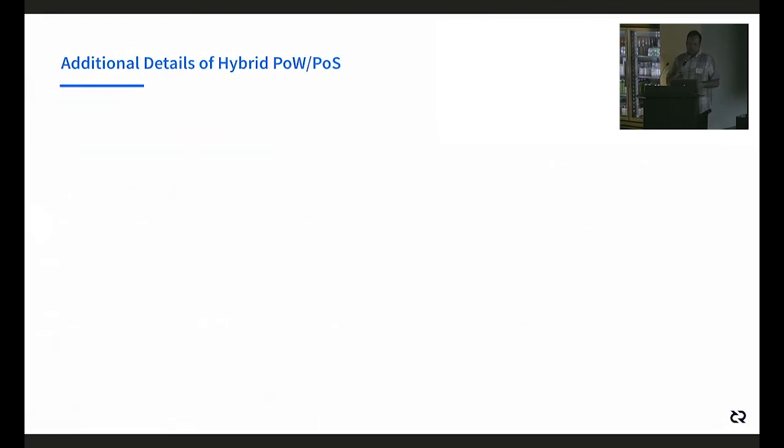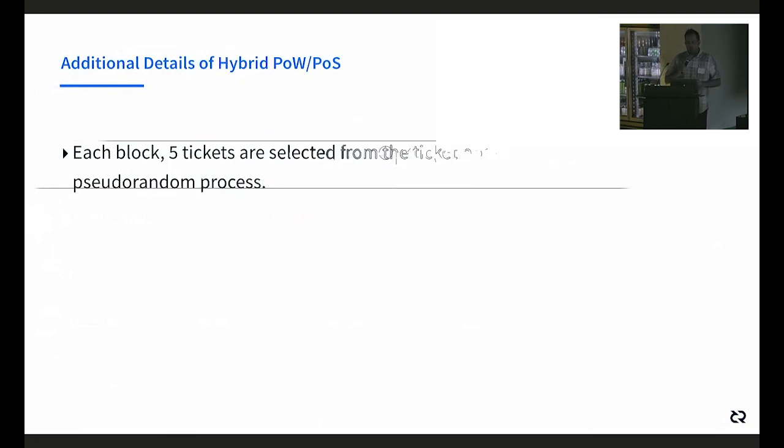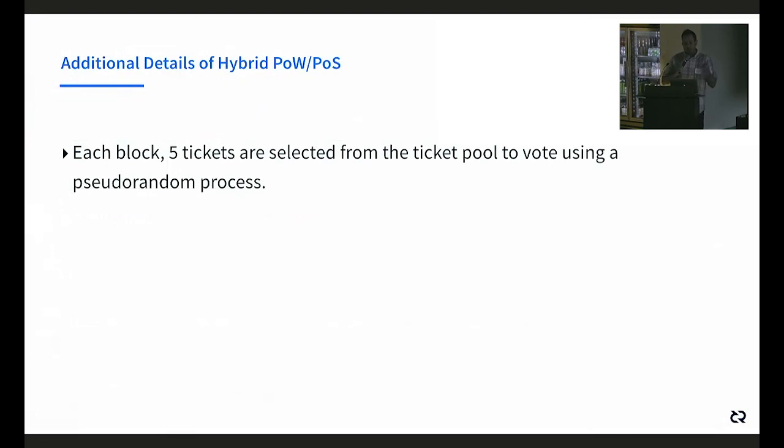There are some additional details that I think bear covering. The way the 5 tickets are selected from the ticket pool to vote every block is pseudo-random. I want to say it's a hash of the previous block that is used to select the tickets that have to cast votes in the next block.